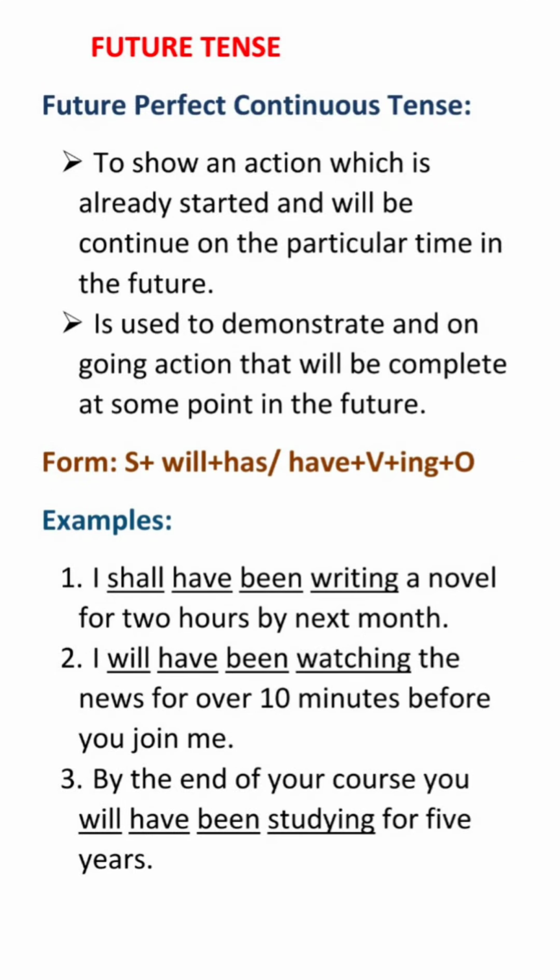Next we'll see future perfect continuous tense. To show an action which is already started and will continue on the particular time in the future, used to demonstrate an ongoing action that will be complete at some point in the future. Form: subject plus will plus have plus been plus verb plus ing plus object.